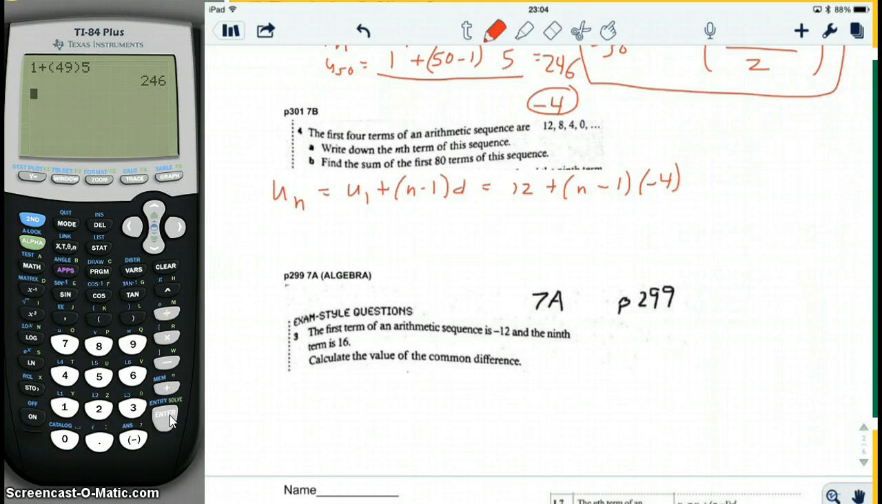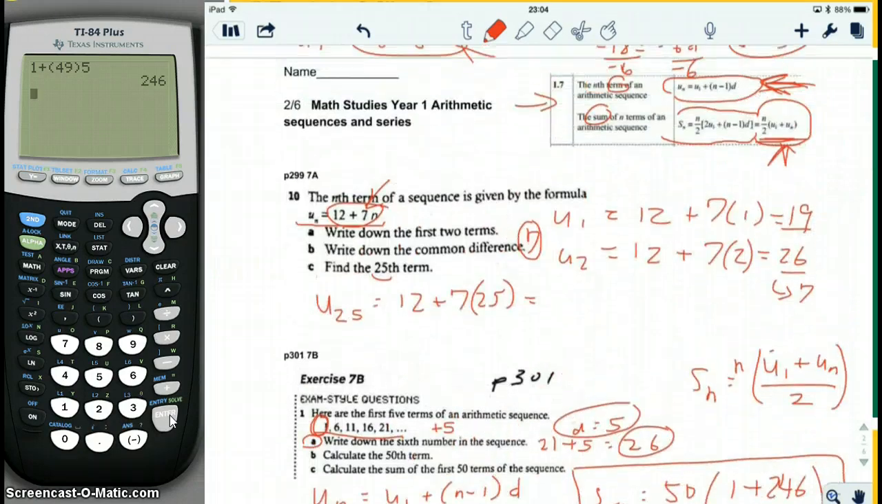Find the sum of the first 80 terms of the sequence. Okay, so in this case, we're looking for the sum of the 80 terms, right? And since we do not know u80, we can use this equation here. Do you see how there's the first equation, which is n divided by 2 times the quantity 2u1 plus n minus 1 times d. All they did was they substituted this equation into here. Okay, but just use the first part.